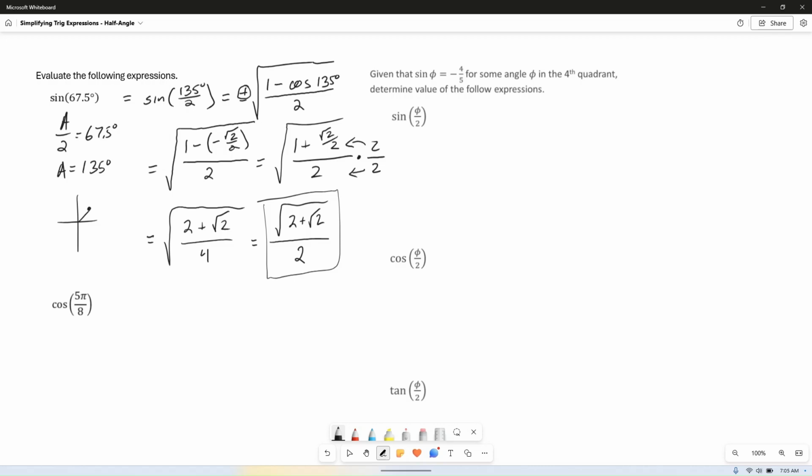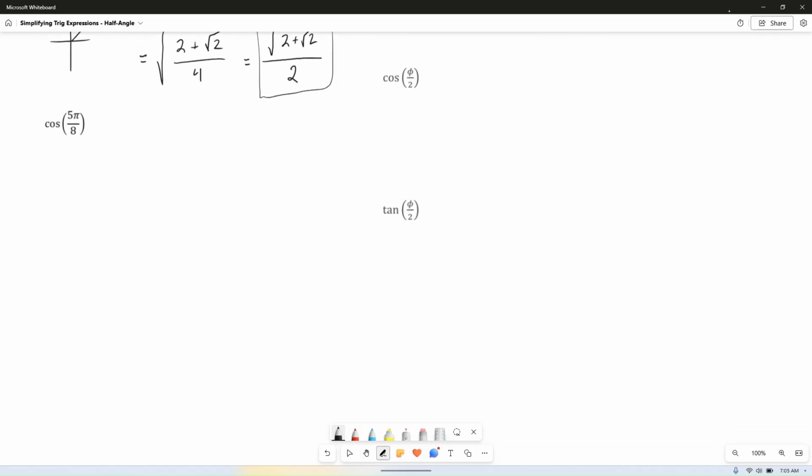So instead, we could also try to apply the half angle identity. In this case, we'll do the same thing. A over 2 is equal to 5 pi over 8. And if you multiply both sides by 2, then on the left side, we just have A. And then on the right side, 5 pi over 8 times 2. The 2 and the 8 are going to reduce, so we have 5 pi over 4. Okay, so cosine of 5 pi over 8 is the same thing as the cosine of 5 pi over 4 divided by 2. And so again, that looks like a half angle identity.